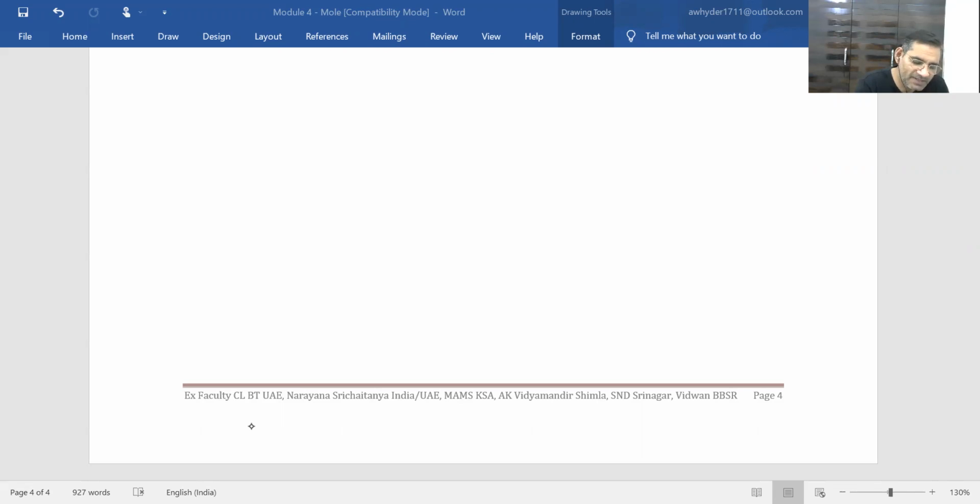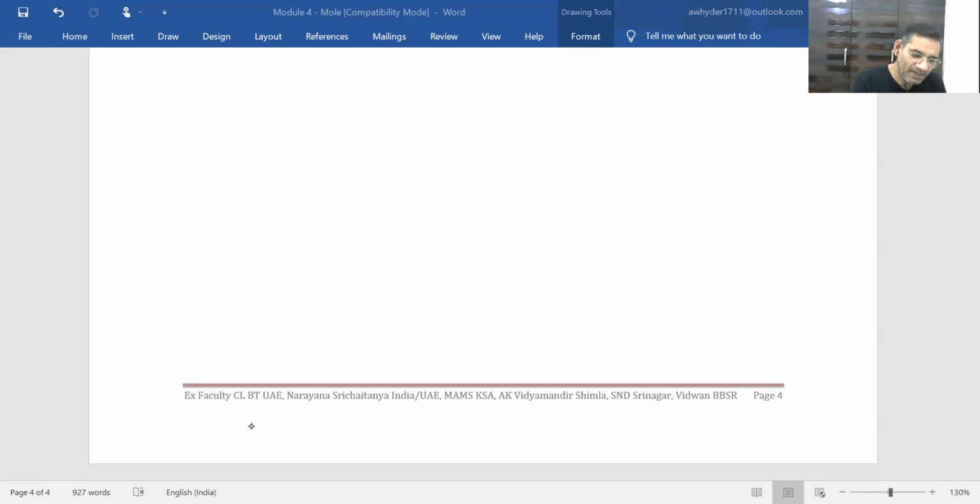And this word stoichiometry was used by the German chemist J.B. Richter in 1792. He gave this stoichiometry. Fine, stoichio means whole number and metry means measurement. So those calculations, those measurements which are based on whole numbers come under stoichiometry.